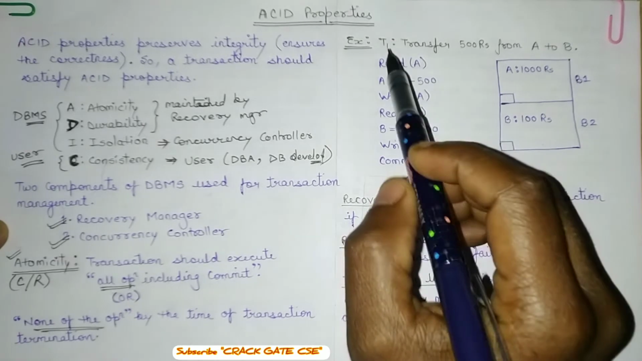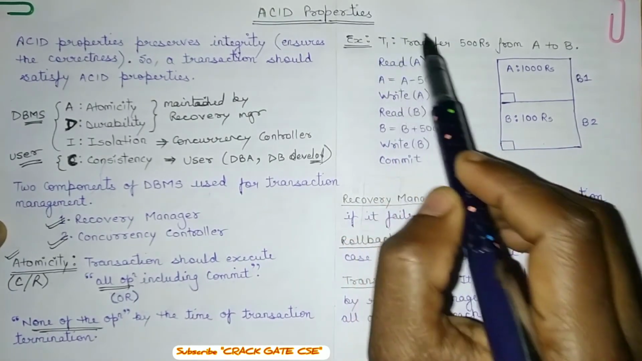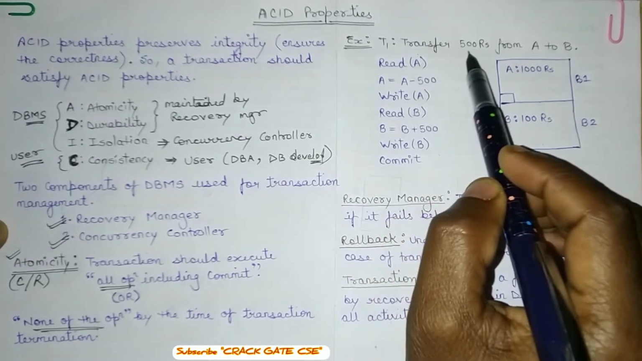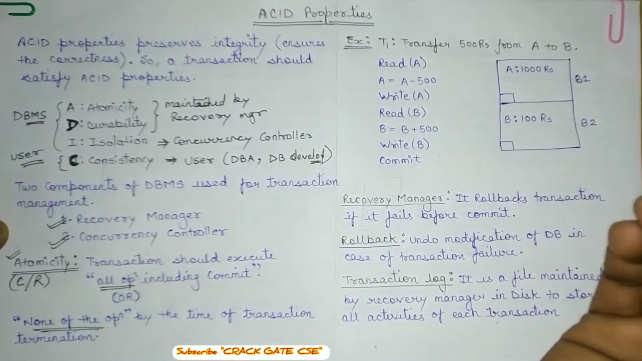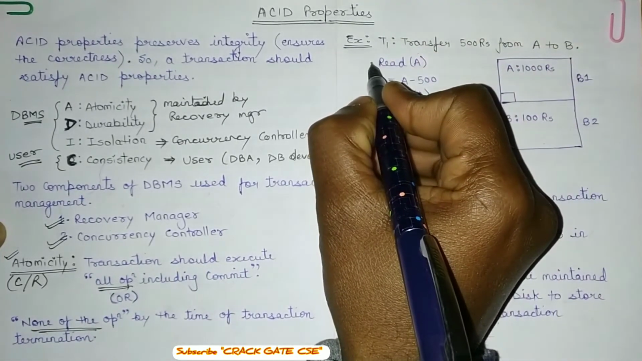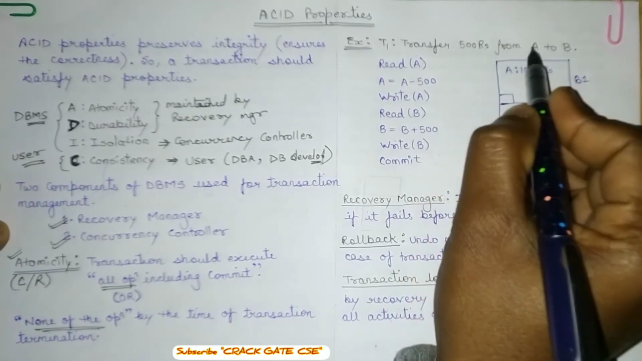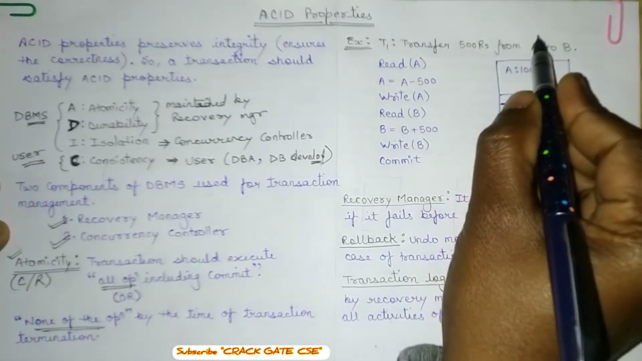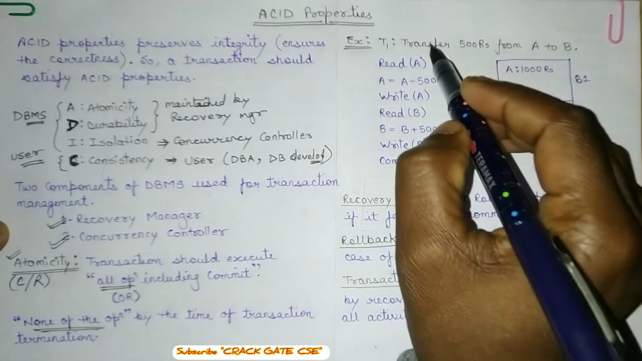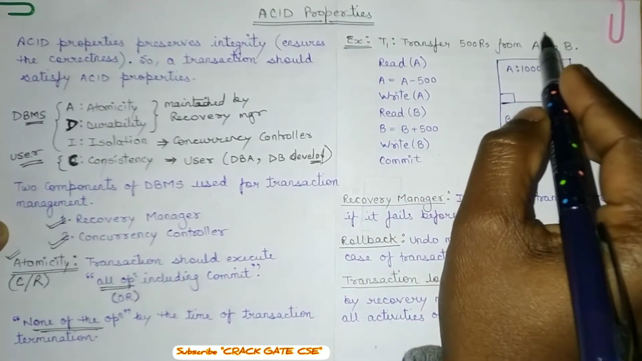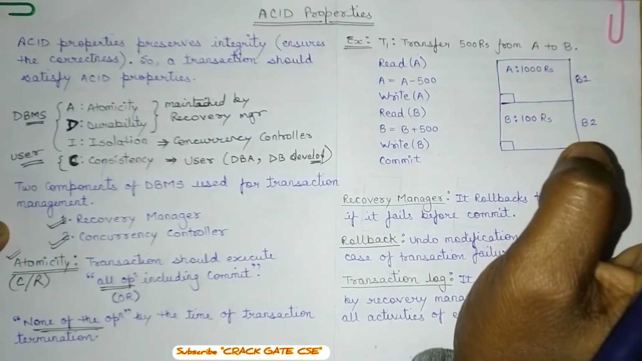First, try to understand this first example, where we have a transaction T1 in which we have to transfer 500 rupees from account A to account B. First we will read the balance in A, whether we have 500 rupees in A or not, because if A does not have 500 rupees, then it is not possible to transfer 500 rupees from account A to account B.